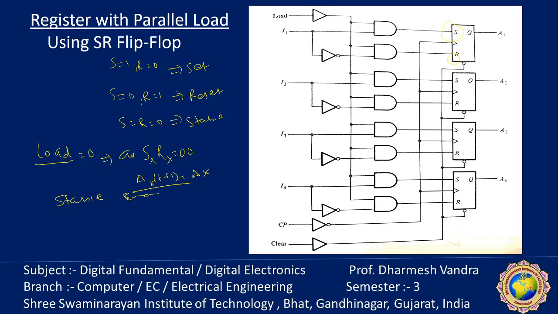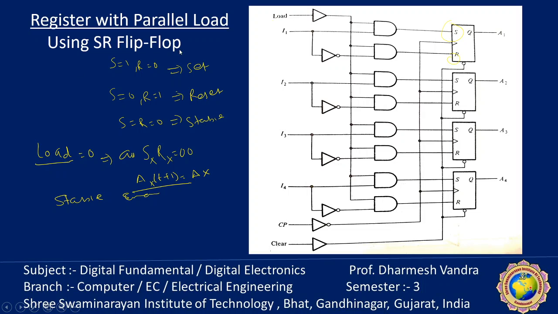Whatever clock pulse is generated or not, whatever the edge is, it is not important. The clock pulse is connected here. This is the negative edge because the NOT gate is connected here, so this is a negative edge clock pulse. Whenever the clock pulse is generated, depending on S and R, the value of A is changed.